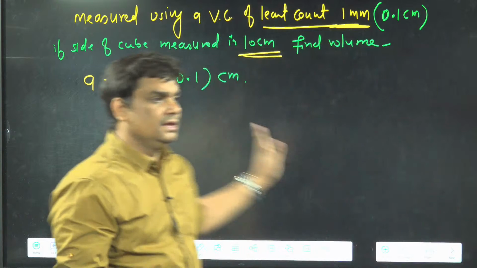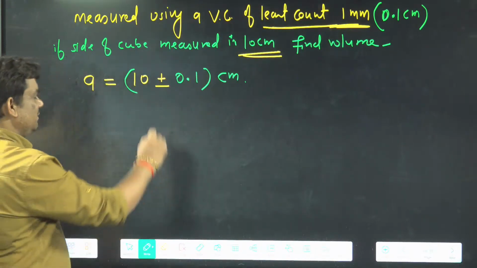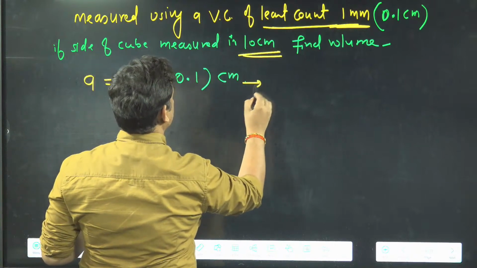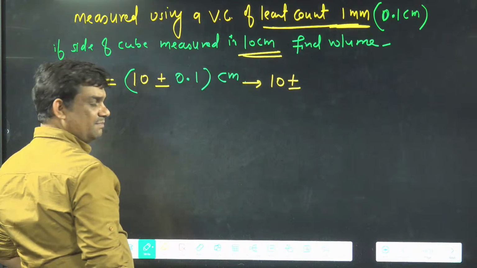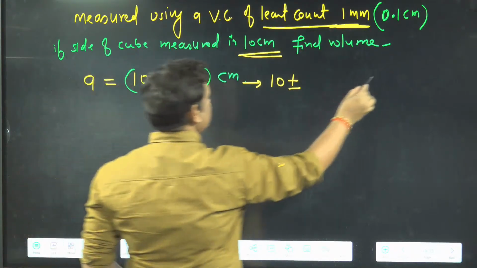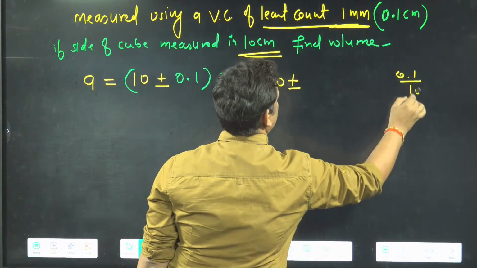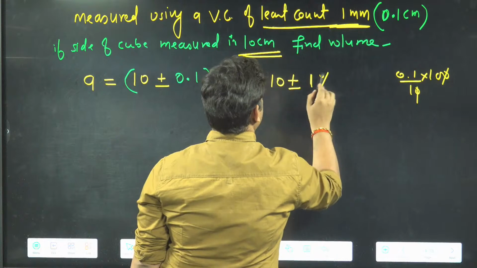Okay, now listen. So we can say 10 plus minus 0.1 centimeter. But you can express it in percentage. So 0.1 divided by 10 into 100. 10 and 10 cancel, so this will be 1%.